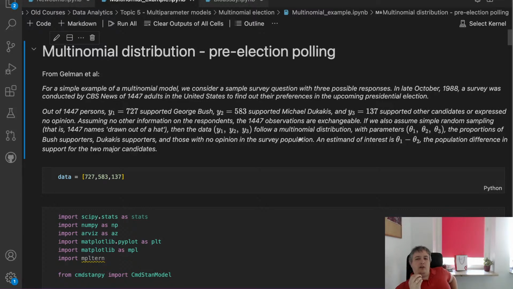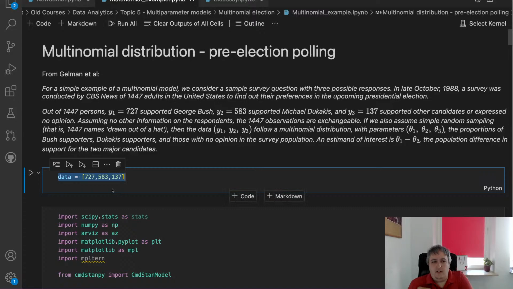We are really interested in the probability that the first candidate, in this case Bush, will win against Dukakis. So what is the population difference in the support of the major candidates? If it's positive, it means that the probability for Bush is higher than the probability for Dukakis, which will give him the chance to win. Our data set, as you see, is very, very simple. It consists only of three numbers.